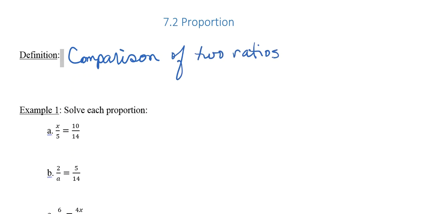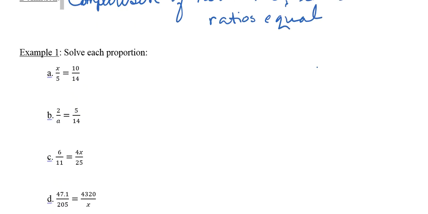What we tend to do with this is we take two ratios and we set them equal. That's how we're going to compare them. So I have some examples down here. I have a ratio of x over 5 and I have another ratio of 10 over 14 and I want to compare them.